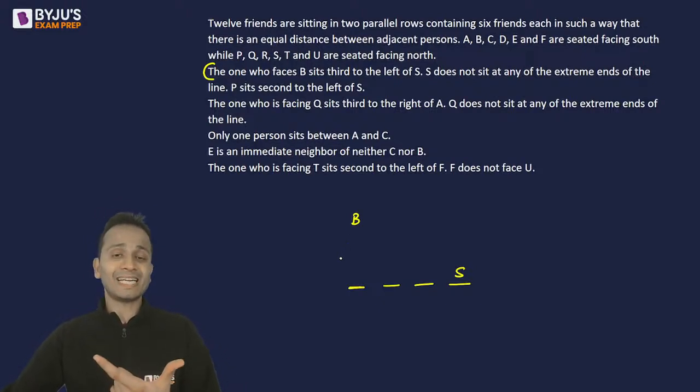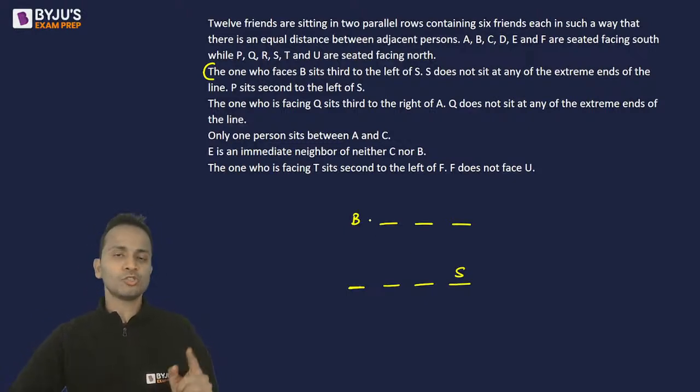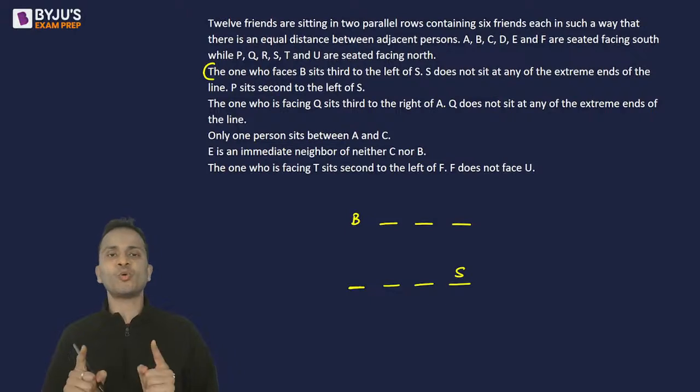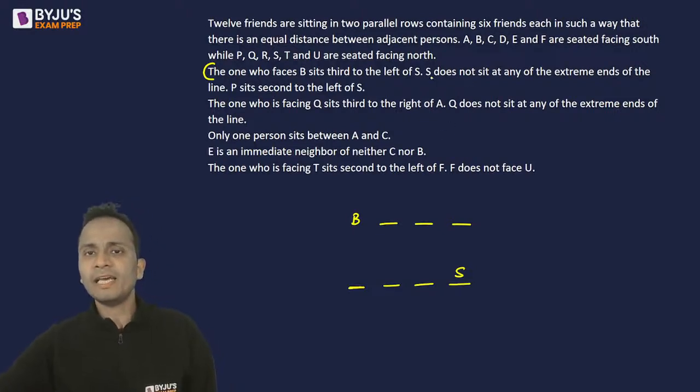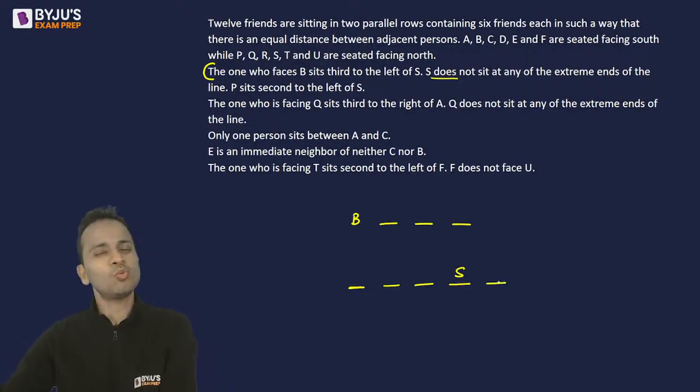Now since there are six chairs and the chairs are facing each other, I draw three more chairs in front of the three chairs that I've drawn in the second row. So four chairs in the first row, four chairs in the second row have already been drawn. Position of B and position of S have been fixed. Now next statement. S does not sit at any of the extreme ends of the line. So that means there should be someone to the right of S. At least one person should be there to the right of S. And hence there will be a chair which will be opposite to this chair.